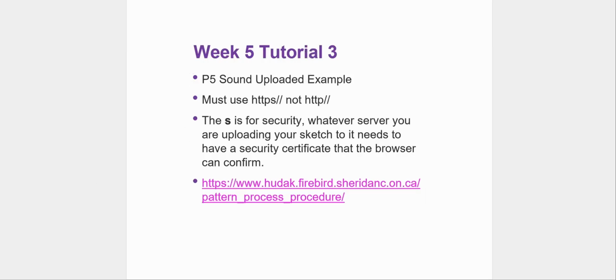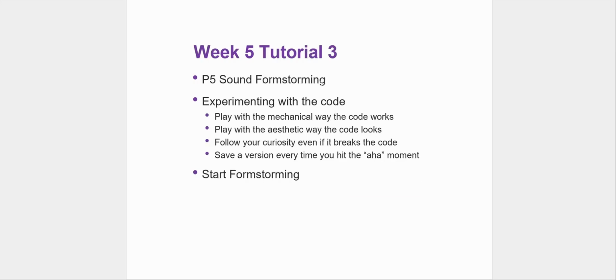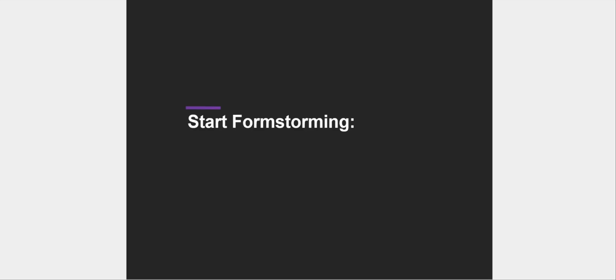And with that, when you're doing your form storming, what we want you to do, same as the last two, is play with the mechanical way the code works, play with the aesthetic way the code looks, follow your curiosity. Even if it breaks the code, just download it again. But always be saving your different versions. When you hit those aha moments, they are special. And once you lose them, because you go further, sometimes they're gone, right? So save often, change the names of things, and just keep them loaded within the same sketch. And with that, guys, start form storming.